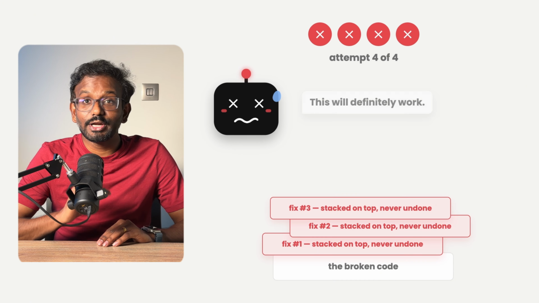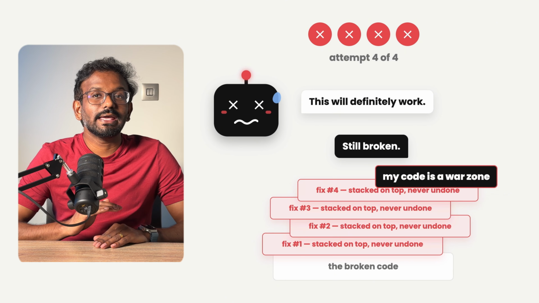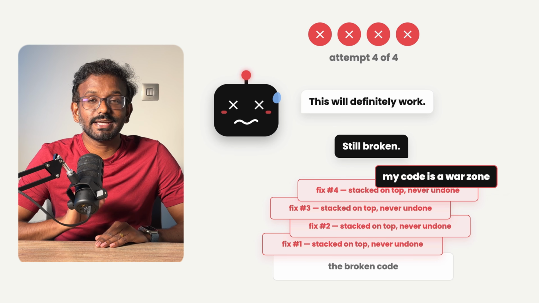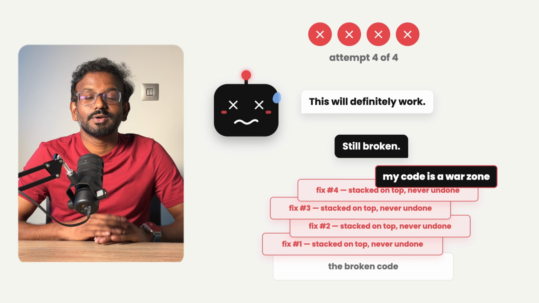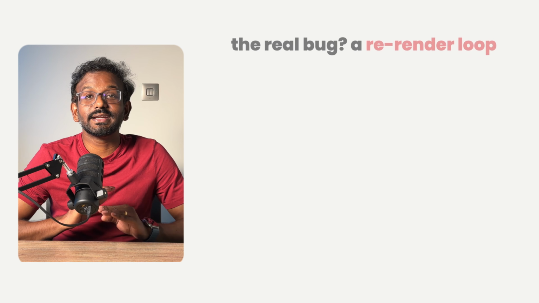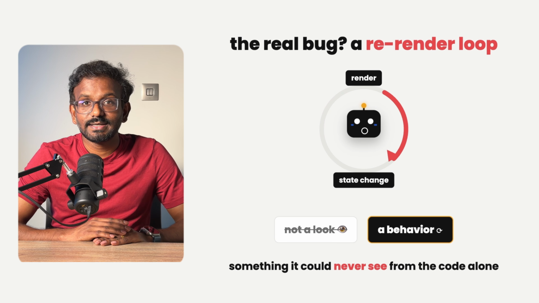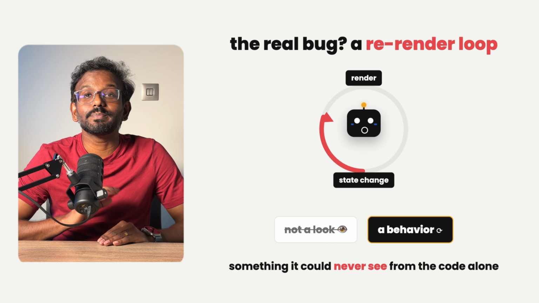It stacks a new fix on the broken one. Four attempts deep. My code is a war zone. Half-applied changes fighting each other. You know what finally fixed it? I deleted everything it did and started clean. The real bug was a re-render loop. Something it could never see because it wasn't a look, it was a behavior.